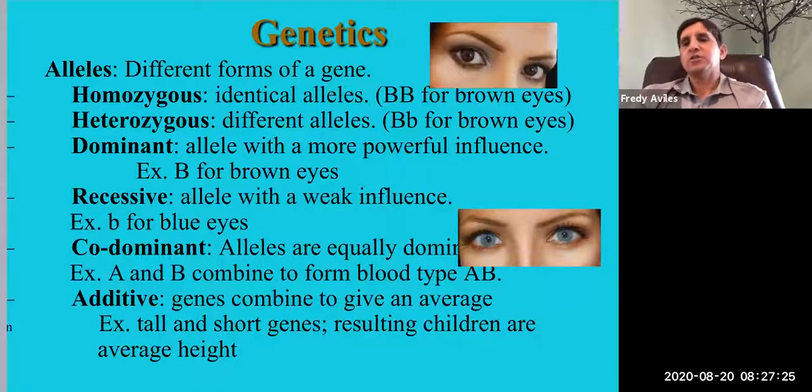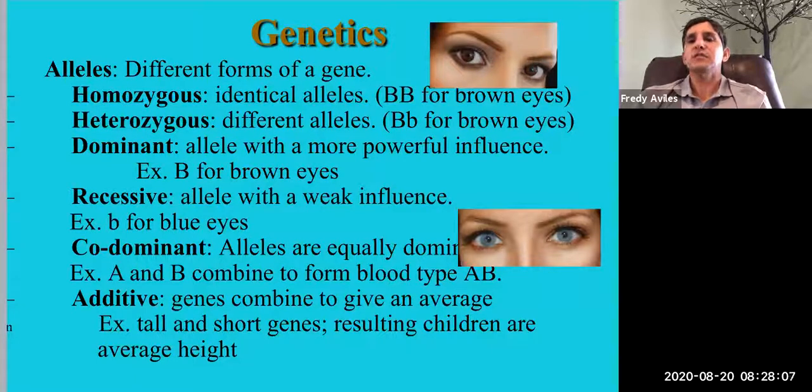Now, if you have different versions of the gene, that's called heterozygous, okay? You have different alleles for eye color. So you got the big B for brown eyes, let's say from your mother, and the little b, which stands for blue eyes, from your father. So you are heterozygous. You have different versions of the gene for eye color. You got a brown eye gene from your mother, and a blue eye gene from your father. You would still have brown eyes because brown eyes are dominant.